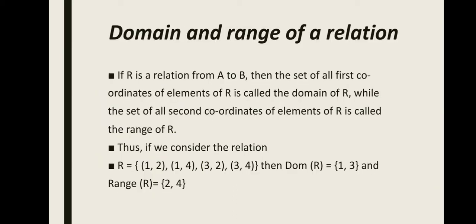Domain and range of a relation. If R is a relation from A to B, then the set of all first coordinates of elements of R is called the domain of R, while the set of all second coordinates of elements of R is called the range of R. Thus, if we consider the relation R equals {(1,2), (1,4), (3,2), (3,4)}, then the domain of R is {1, 3} and the range of R is {2, 4}.